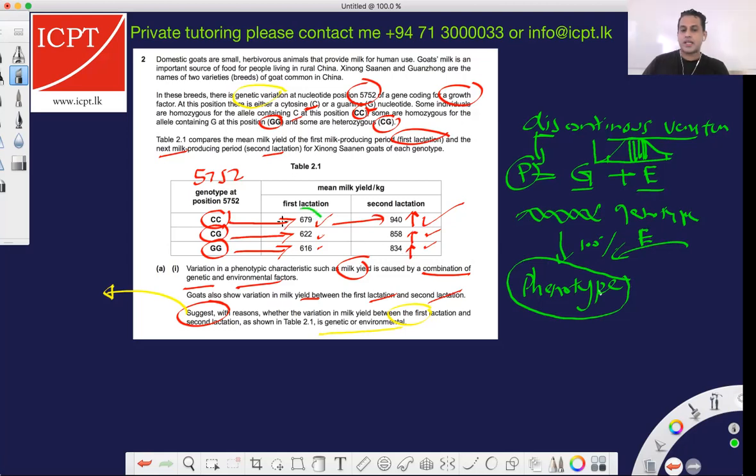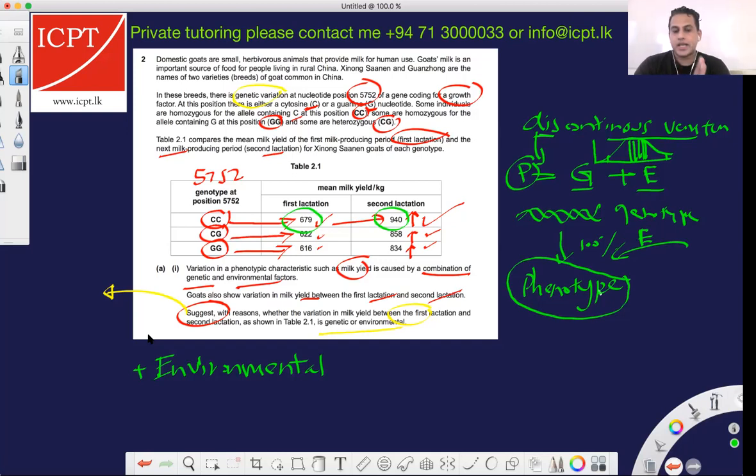Now, if you look at the first lactation, it is 679. Second lactation, 940. So if you look at all these goats, first lactation is less, but second lactation is high. That means something changed from the environmental side. So first you have to say, this is environmental. Not genetic, it's environmental. And how do you justify now?